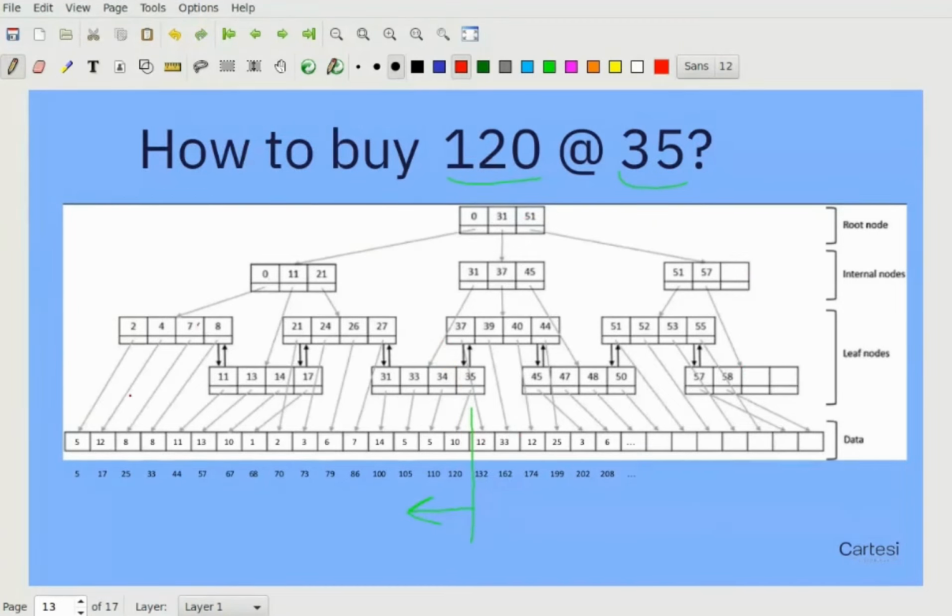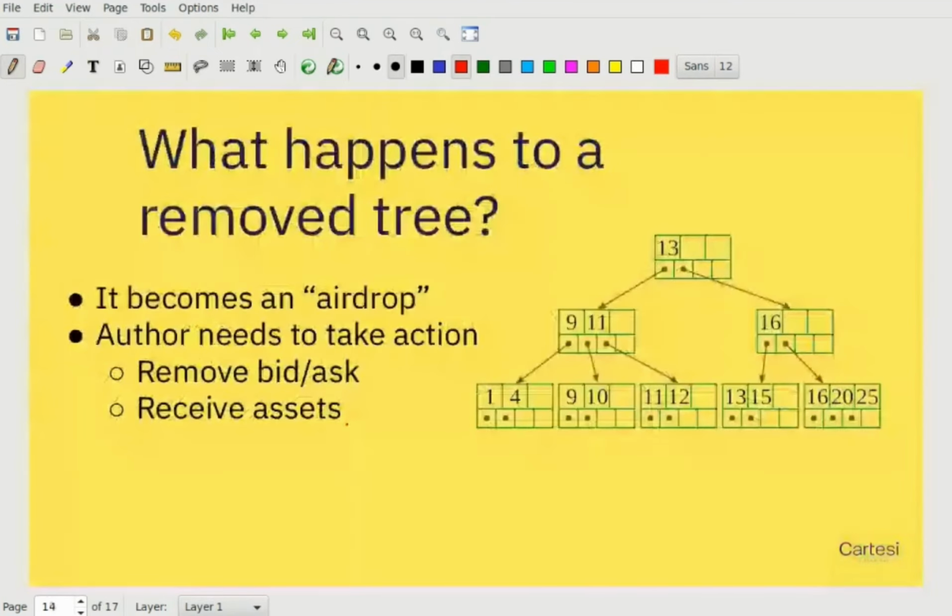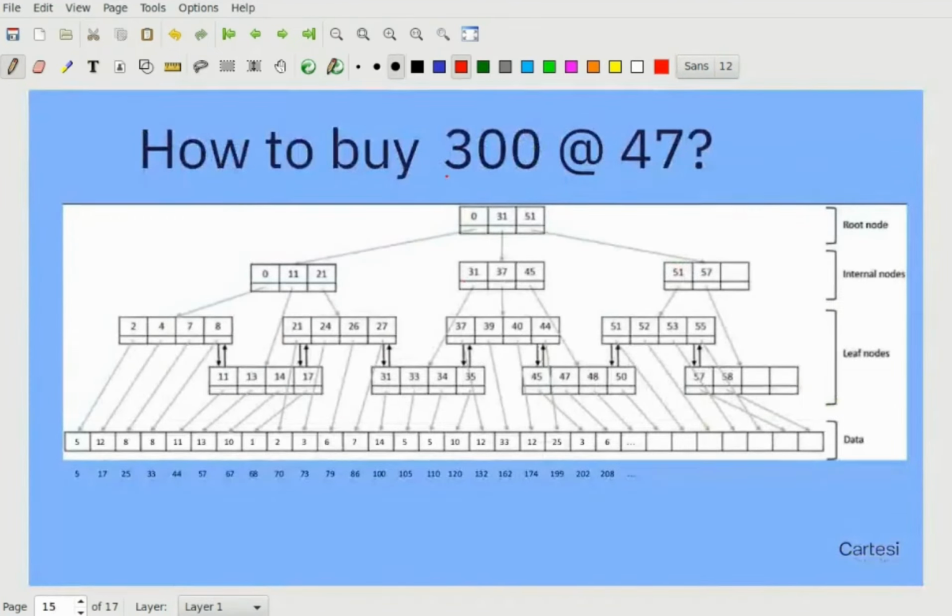I didn't tell you what I do exactly with the tree that I detached. I'm going to explain later, but it's easy to detach this tree. It gets a bit more complicated if you are, let's say, buying 300 at 47. So now you look at 47, which is here, and you see that you don't have 300 to sell at this point. We only have 208. So you're going to remove this tree, which is a whole tree here.